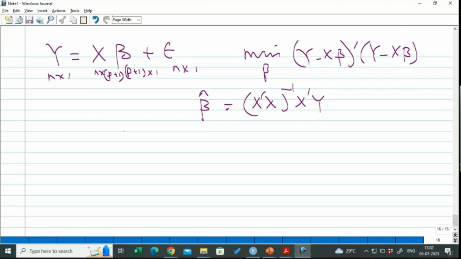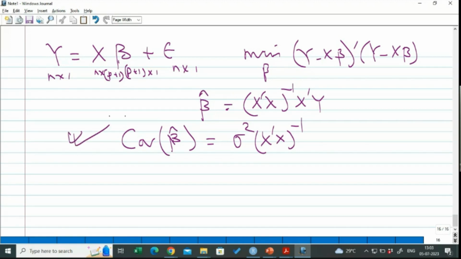And you know that the covariance of beta turns out to be sigma square times (X transpose X) whole inverse. So that means the estimators of the parameters are actually correlated, right? And this information must be taken into consideration when you are making joint inference for all the parameters. That is why, in a linear regression setup, you know it very well.